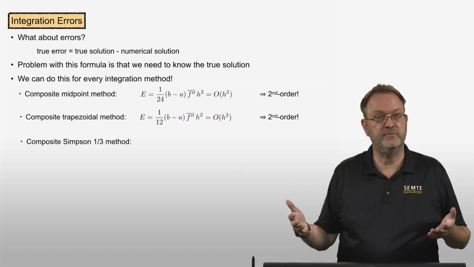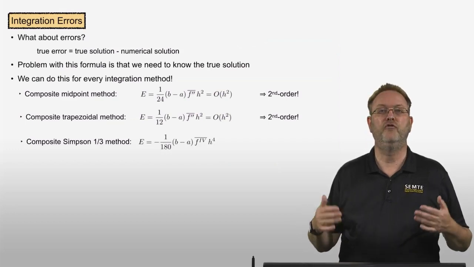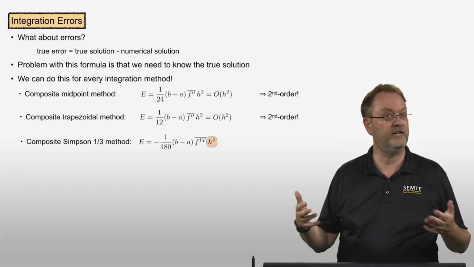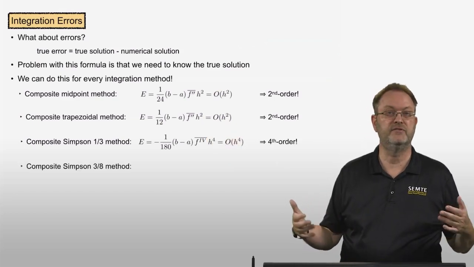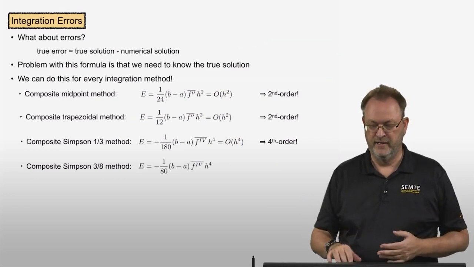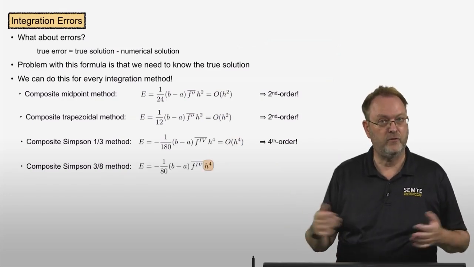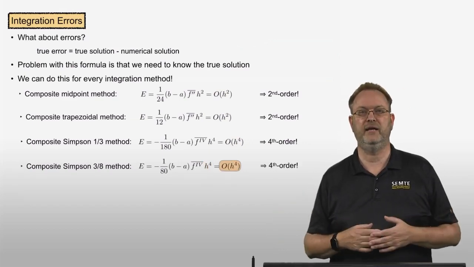Now, the composite Simpson's 1/3 method turns out to be a fourth order method. It's proportional to h to the power 4. And then finally, the composite Simpson's 3/8 method has the following form of the error term. It is proportional to h to the power 4 as well. So this is a fourth order method as well.